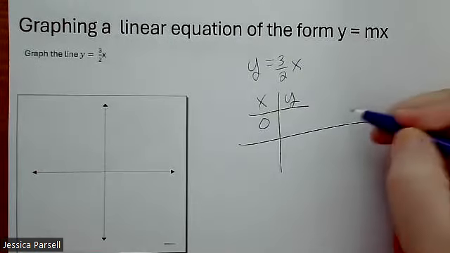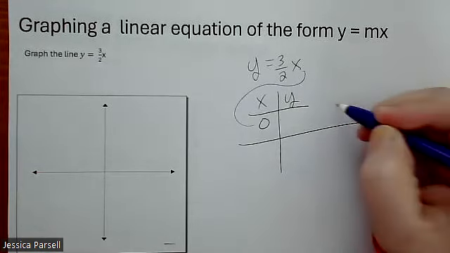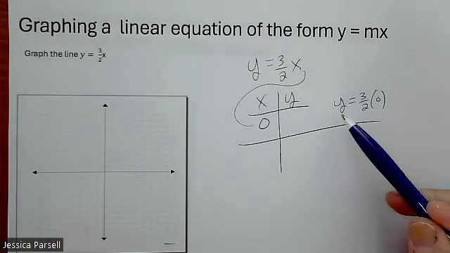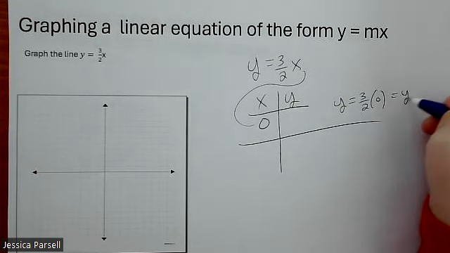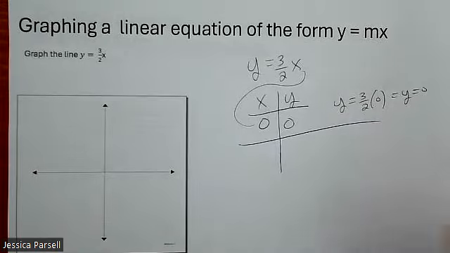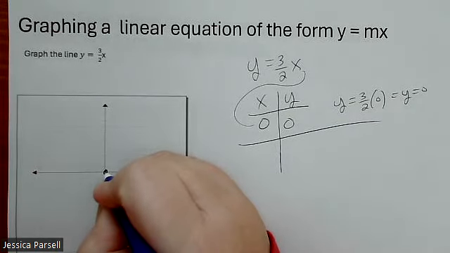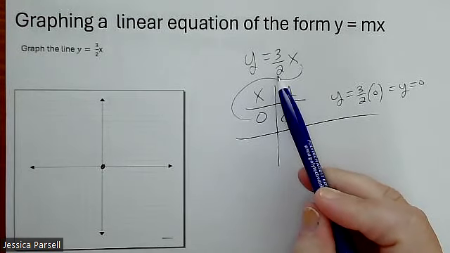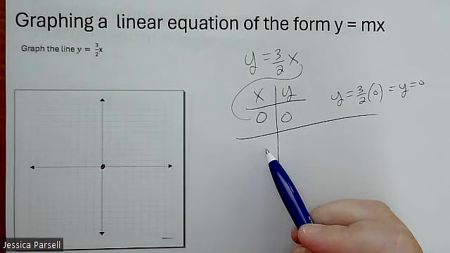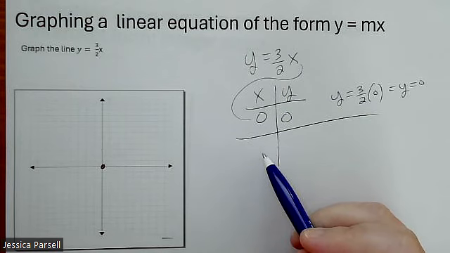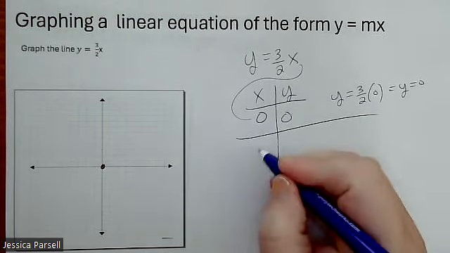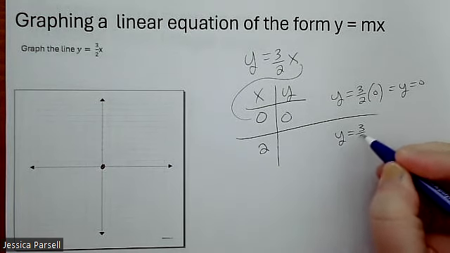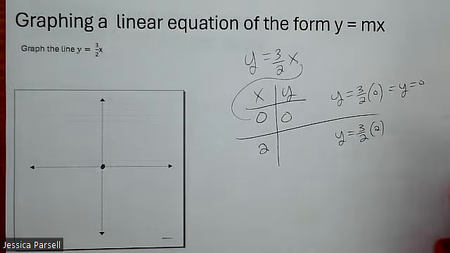Okay, so hopefully you started off by putting a 0 in for x. 0 is such a wonderful number because anything times 0 is 0. So we've got a coordinate of (0, 0), which is that special origin. This has a fraction in it, so whatever's in that denominator, I'm going to give it to be x. So y equals 3 over 2 times 2.